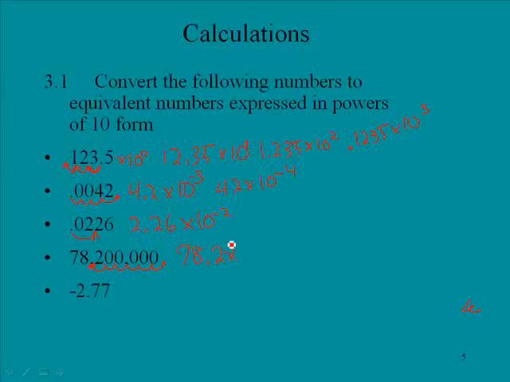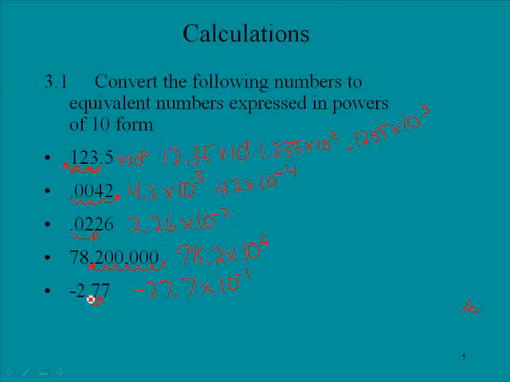78.2 times 10, and since we moved 6 places to the left, positive 6. Then negative 2.77. If we move to the right 1 point, we could say minus 27.7 times 10, and since we moved to the right 1, it's the minus 1.